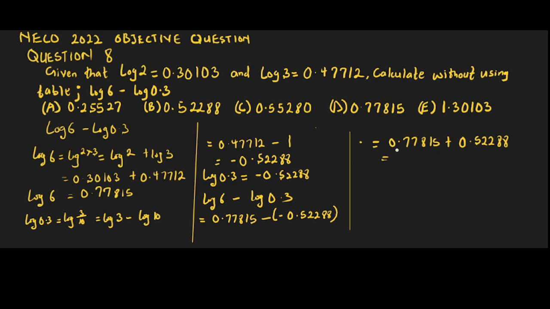And by the time we sum this together, 0.77815 plus 0.52288, that's going to give us 1.30103. And the option where we have this is option E. That means the correct option here is option E.